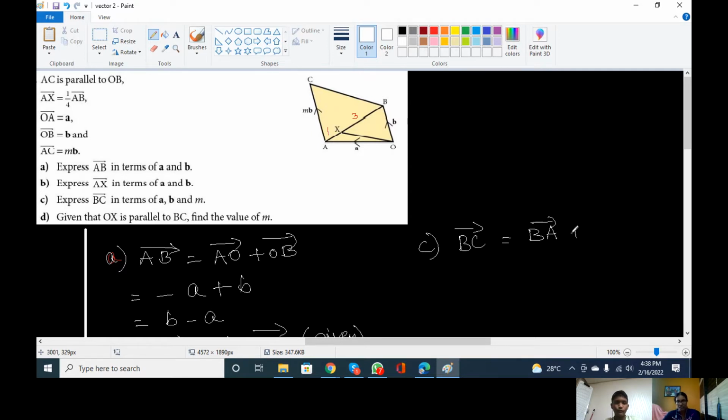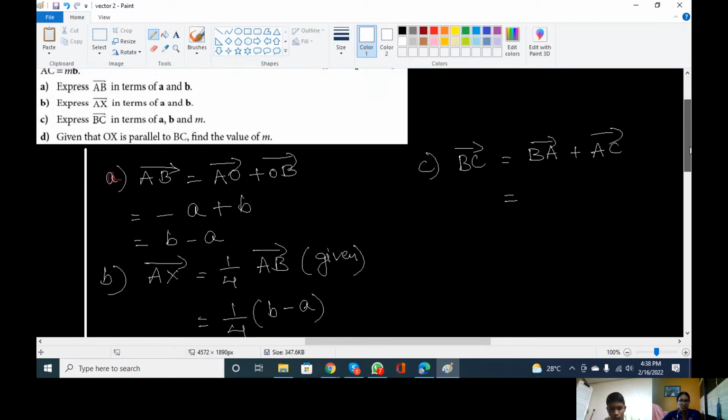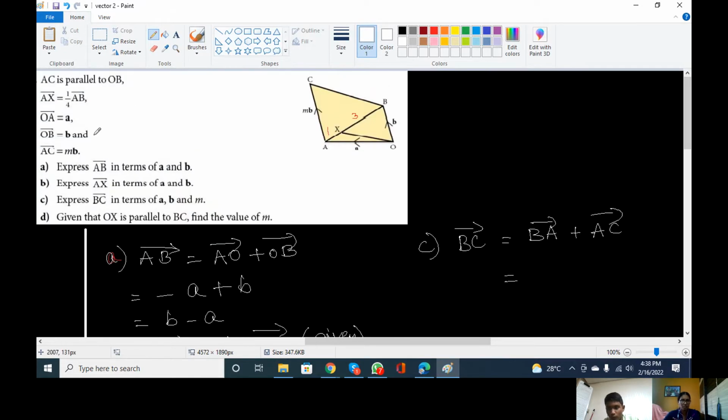BA vector plus AC. So BA is what? AB we know, b minus a. So we will reverse this. BA means a minus b. A will become positive and b will become negative. AC is just mb. We will take it as it is, mb.